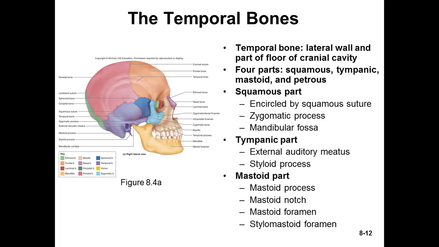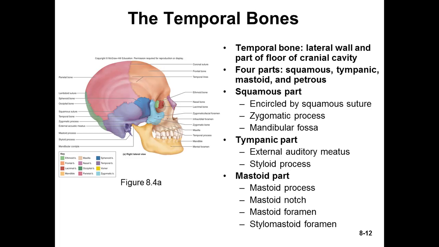You have your squamous part, which of course has your squamous suture right above it. The zygomatic process, if you look at the picture to your left, is that little thin bone that you see connecting to your zygomatic bone, or your cheekbone, which is in blue. It's a bridge between the zygomatic bone and the temporal bone. That's your zygomatic process. You also have the mandibular fossa, which of course is a little hole.